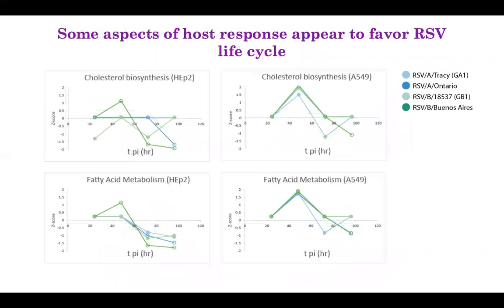To finish, I'll show intriguing evidence of host response features, again appearing more strongly in A549 cells, in apparent support of the RSV life cycle. For all 4 infections, A549 cells show strong upregulation of genes involved in cholesterol biosynthesis, fatty acid metabolism, and, not shown here, adipogenesis. These changes might result in the increased production of cholesterol-containing lipid rafts, facilitating both viral entry and egress.